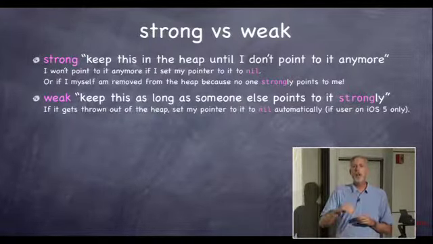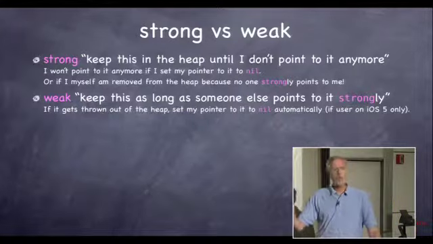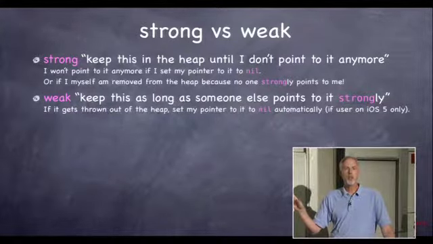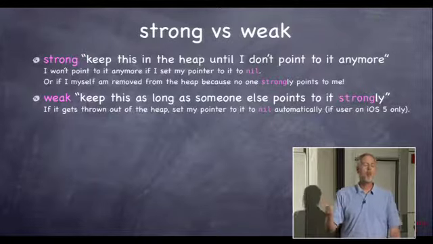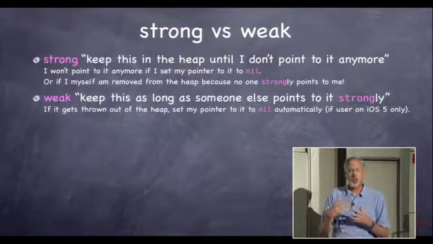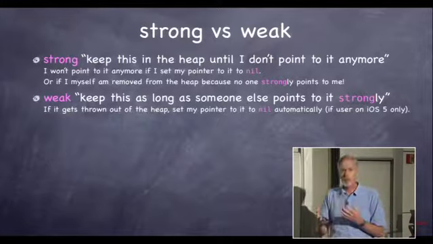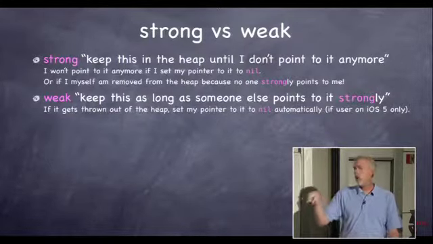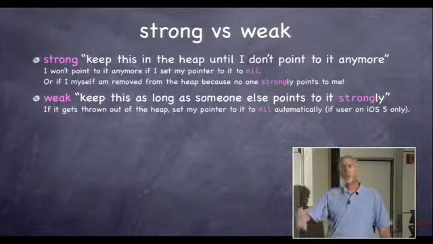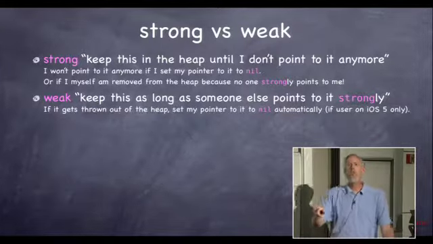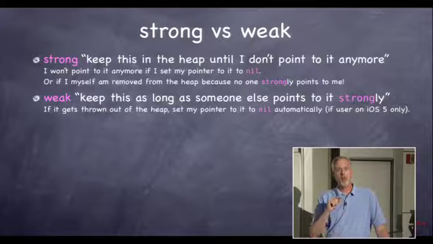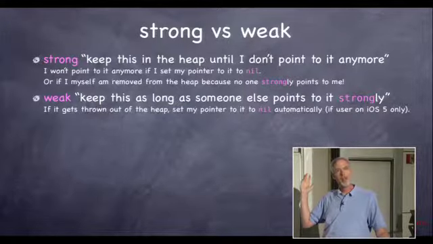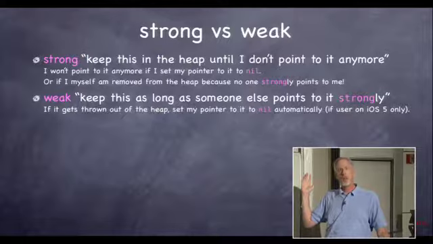Weak means only keep this memory in the heap as long as at least one other person has a strong pointer to it. So I'm pointing to something I'm not really that interested in. It's okay if it went to nil. In fact, weak also means if no one else points to it and you throw it out of the heap, set my pointer to it to nil, because I certainly don't want to try and access my pointer when I'm pointing to something that's been thrown out. Everyone understand that? So that's strong and weak.